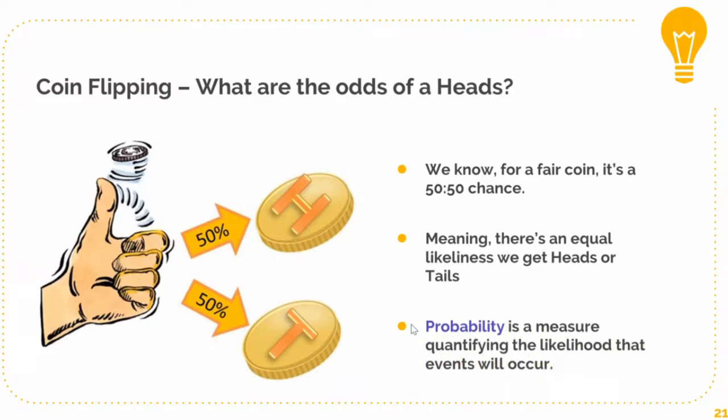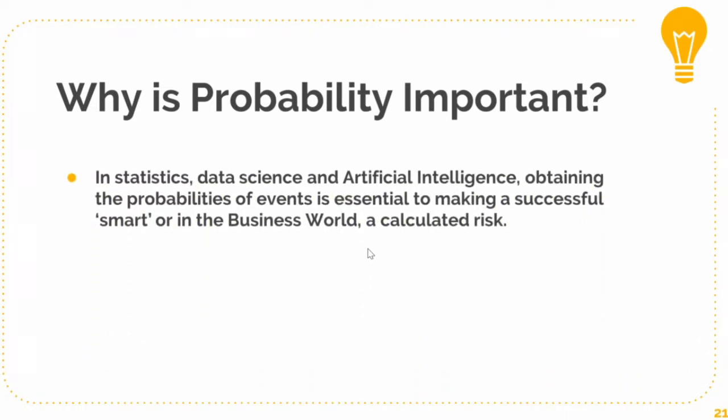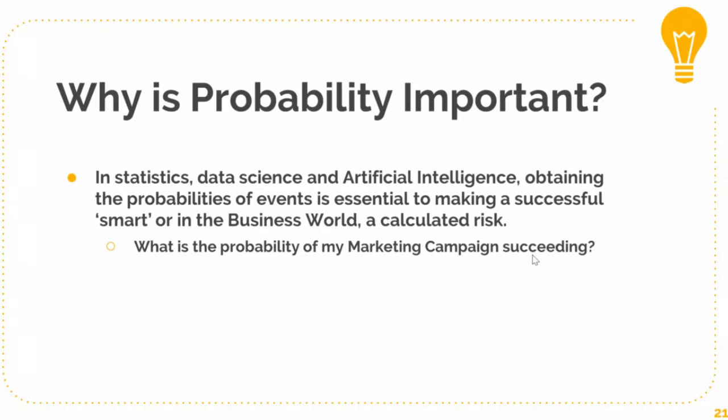So probability is a measure of quantifying the likelihood that these events will occur. That's what this is. 50% or 0.5 is the probability of us getting a heads at every coin flip. So why is probability so important? In statistics, data science, and AI, obtaining the probabilities of events is essential to making a smart or successful decision in the business world. It is what we call a calculated risk based on our probability.